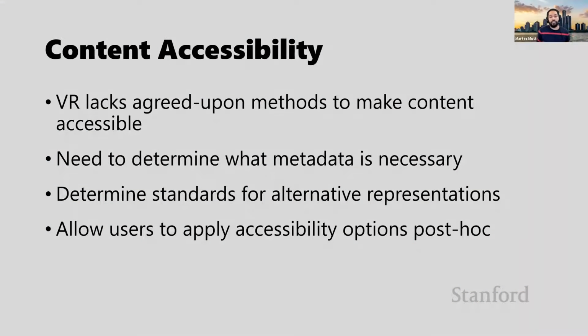So just really briefly, the other ones on the list were content accessibility. This is really looking at ways to say, hey, we don't really have agreed upon methods to make content accessible in VR, and there's trickle down effects to that. So we don't know what type of metadata is necessary. We're not sure what standards we should have. And then we're also not sure how we can allow people to apply these accessibility options post hoc.